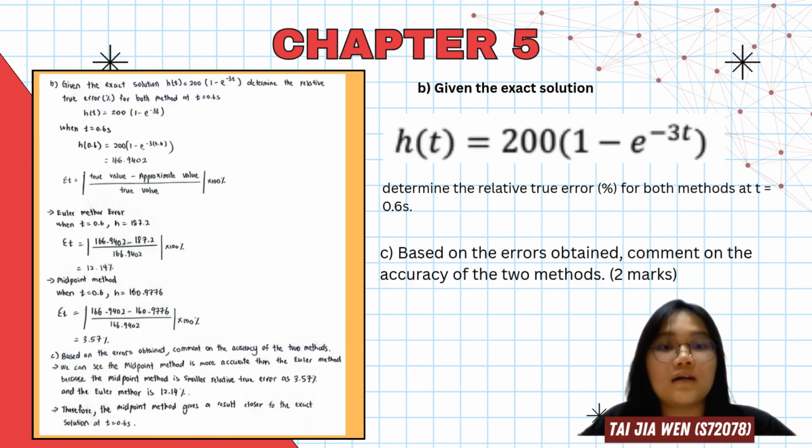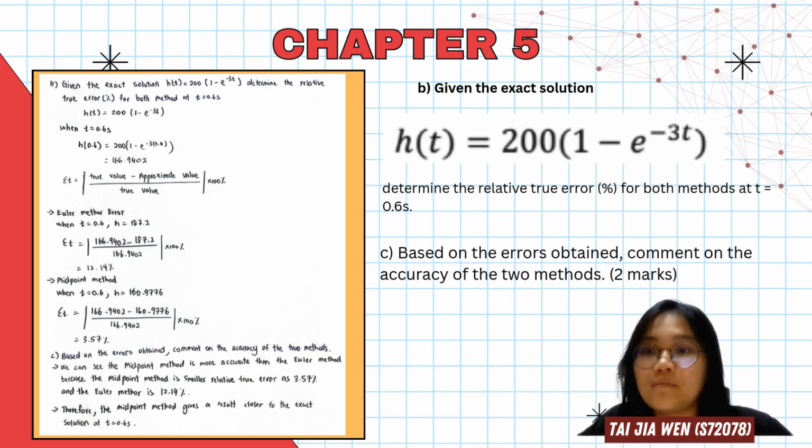So first, the true error formula is equal to true value minus approximate value over true value, times 100%. So for the Euler method, the answer we get is 12.14%, and for the midpoint method, I get the answer 3.57%.